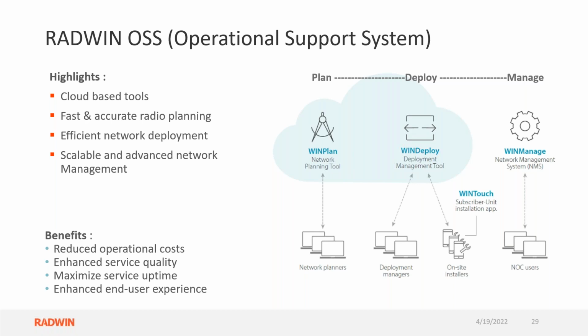Once that's done, you can take that plan and download it to WinDeploy, which you can give to your crews. WinDeploy allows them to provision the devices, the radios, and once they get out on site, they deploy and mount them. With their cell phones, using our package called WinTouch, installers can go out to the subscriber sites, mount the subscriber units, and through their phone do a very simple antenna alignment, and they're up and running. So we automate that as much as possible.